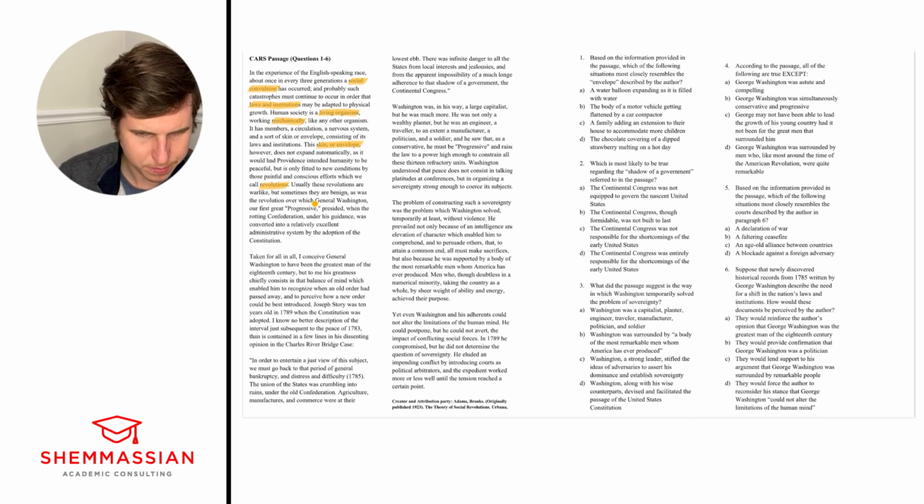So we'll highlight that. Usually these revolutions are warlike, but sometimes they're benign, as was the revolution over which General Washington, our first great progressive, presided. Okay, that's interesting. He calls him our first great progressive. And let's also highlight General Washington in case we have any questions about him. When the rotting Confederation, under his guidance, was converted into a relatively excellent administrative system by the adoption of the Constitution. Okay, so that was his revolution, Confederation to Constitution. Okay, so cool. I feel like we got a good gist of that first paragraph there.